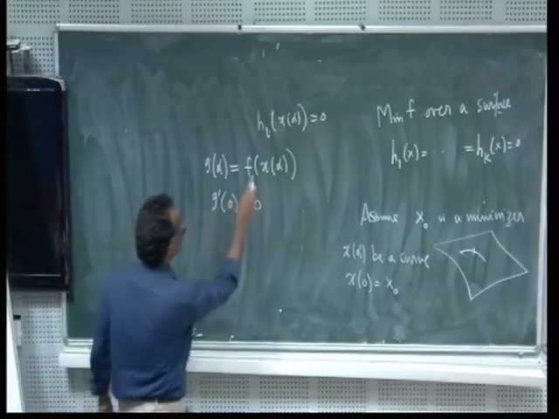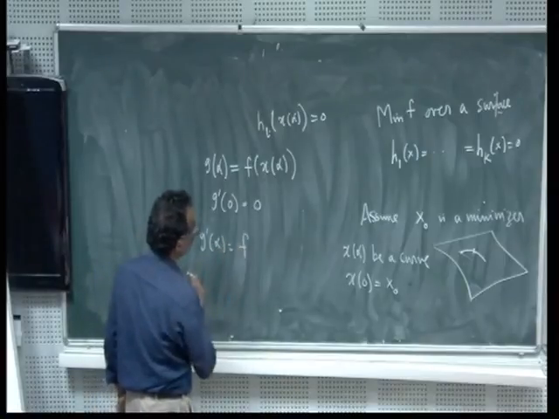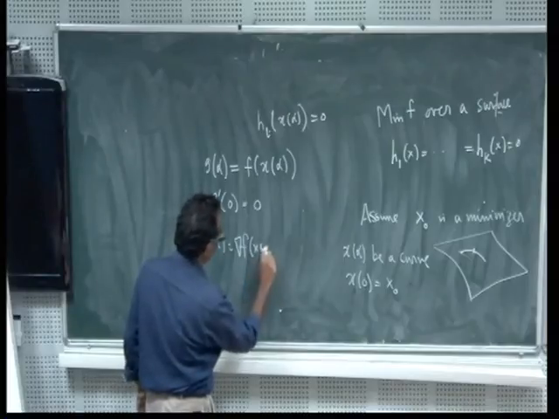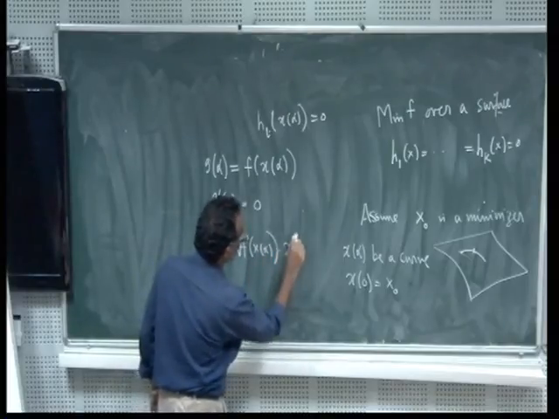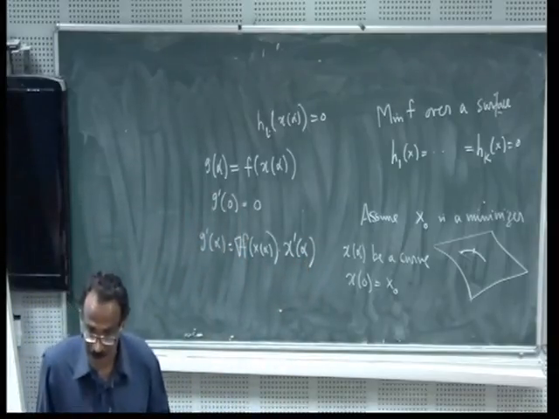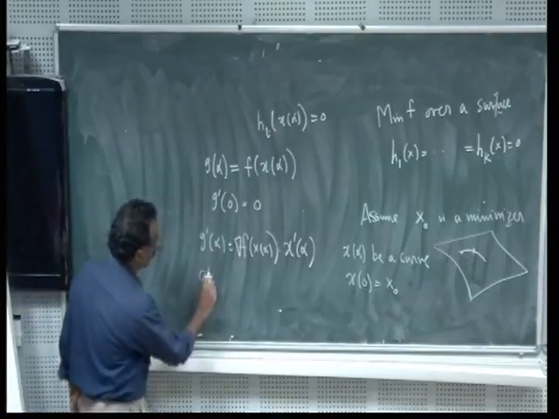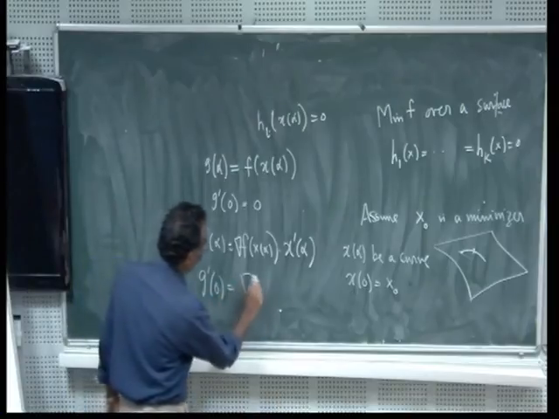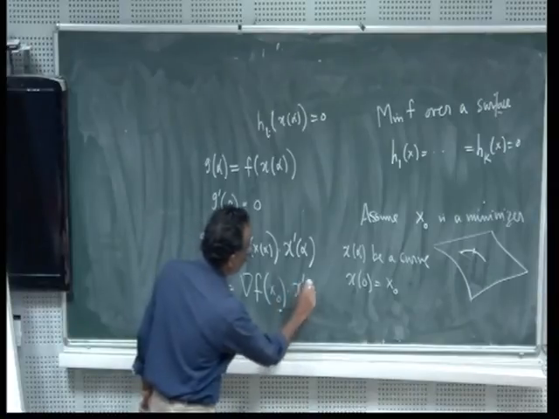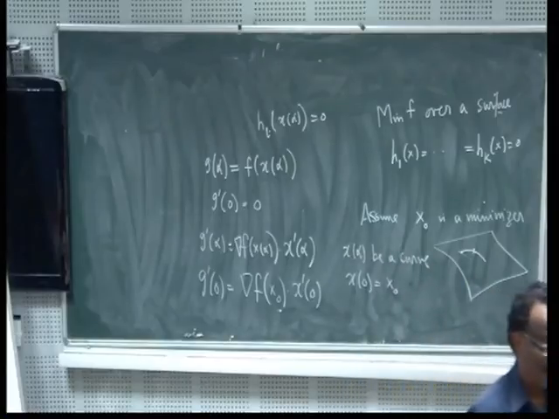But what is g prime of 0? g prime of alpha is nothing but the gradient of f at x alpha, dot product with x prime of alpha, if you do the multi-dimensional calculation. Okay, so you get g prime. So what would be your g prime of 0? At alpha equal to 0, x is x naught, so you get the gradient of f at x naught dot x prime of 0. But when you have a curve lying on the surface, what is x prime of 0?